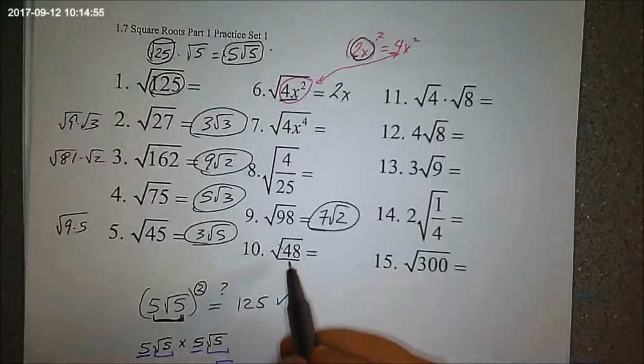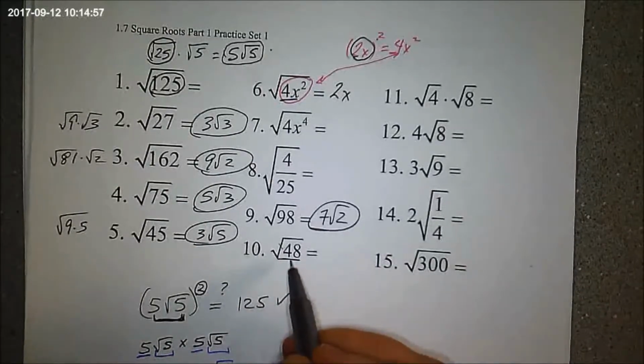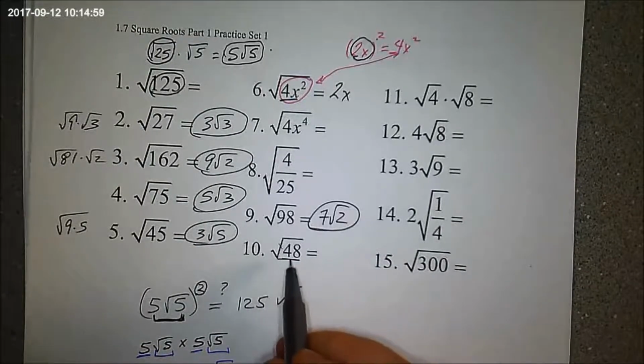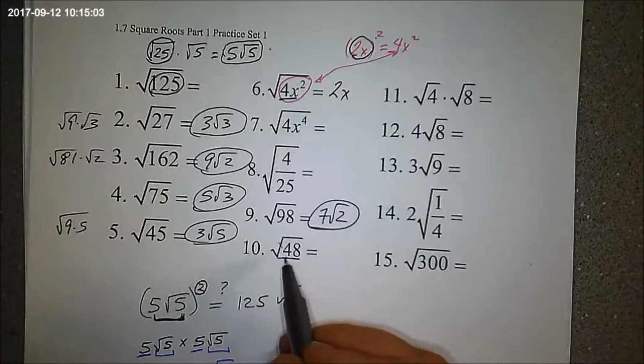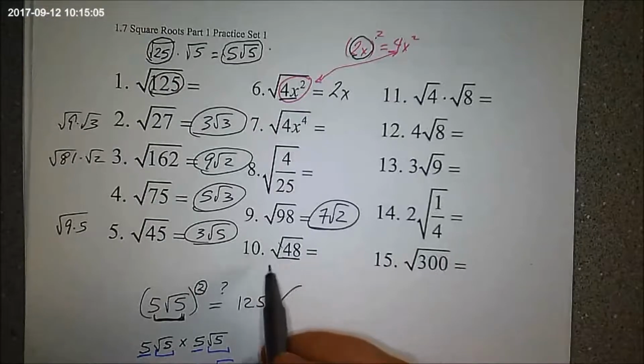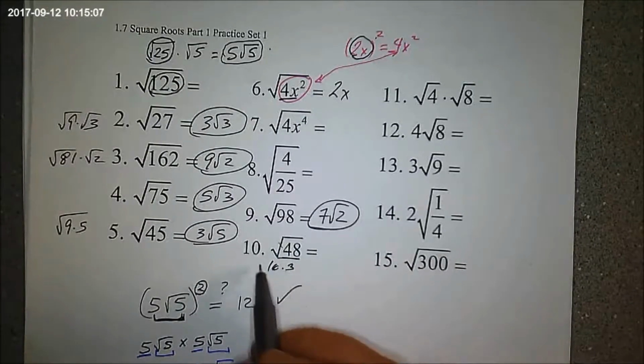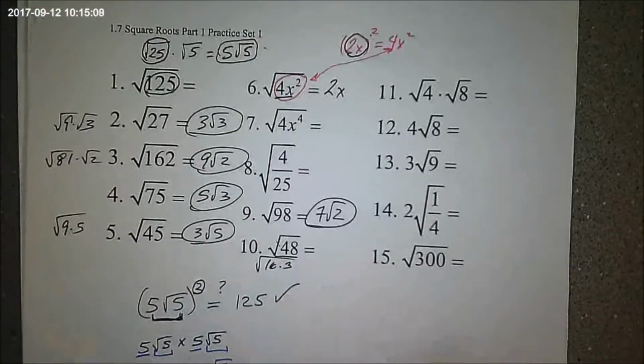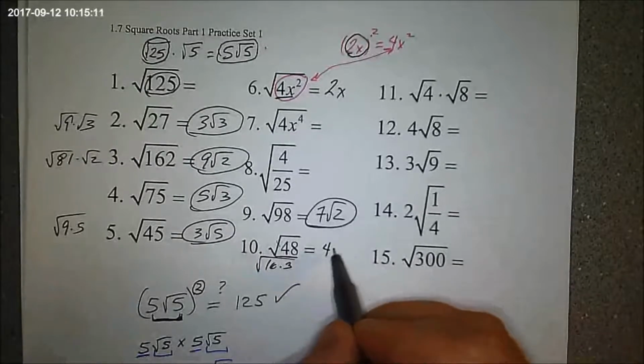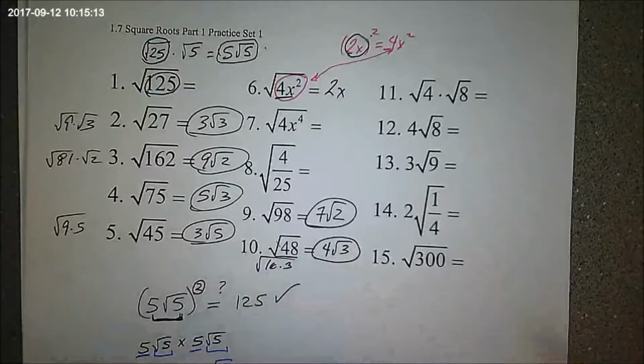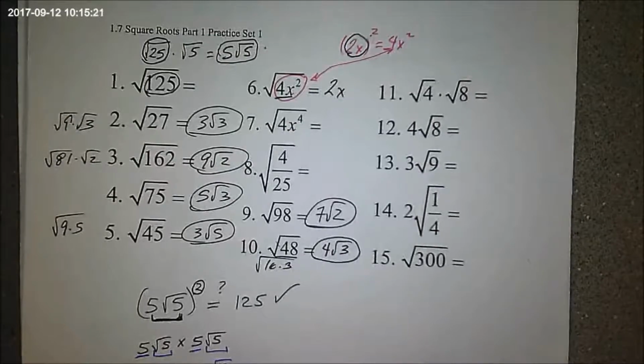Okay, Azalea, this one right here we did yesterday in class, right? This one is tricky. Pay attention now. This one's tricky. This is 16 times 3. So it's the square root of 16 times the square root of 3 is the square root of 48. So that's 4 root 3. Yeah? Brandon.